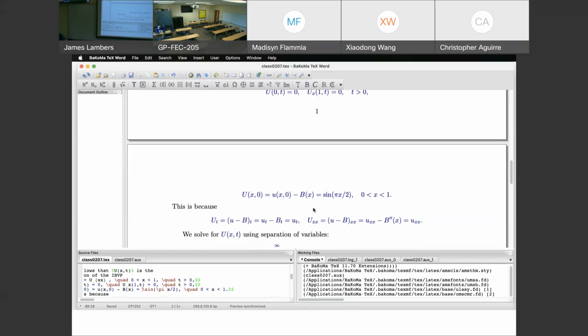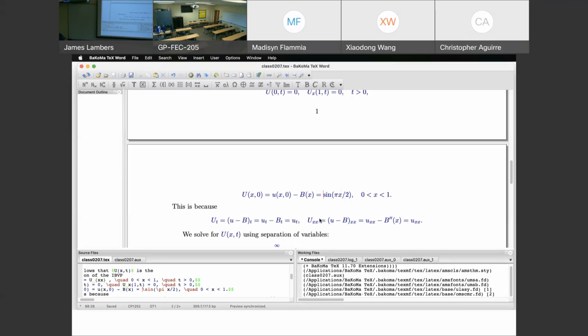And similar for the second derivative with respect to x. So capital U_xx is little u minus b, second derivative with respect to x, which distributes to this. But capital B is a linear function of x. So its second derivative with respect to x is 0. So capital U_xx equals little u_xx. So since little u_t equals little u_xx, big U_t must equal big U_xx. So the PDE turns out to be the same.